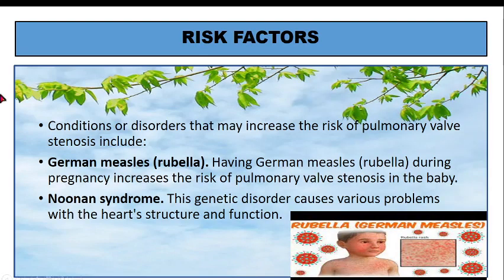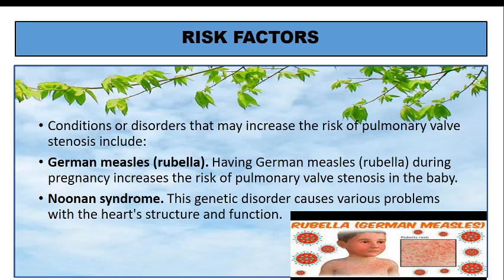What are the risk factors? First is German measles or rubella. Having German measles during pregnancy increases the risk for pulmonary valve stenosis in the baby. So rubella during pregnancy is very problematic. One of them is it may cause pulmonary artery stenosis. अगर German measles या rubella pregnancy के दौरान हो जाए, तो it causes multiple effects. One of them is pulmonary artery stenosis.